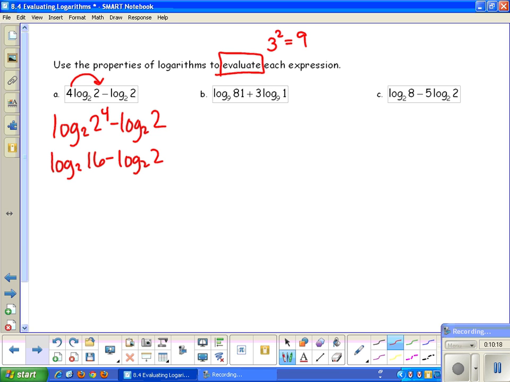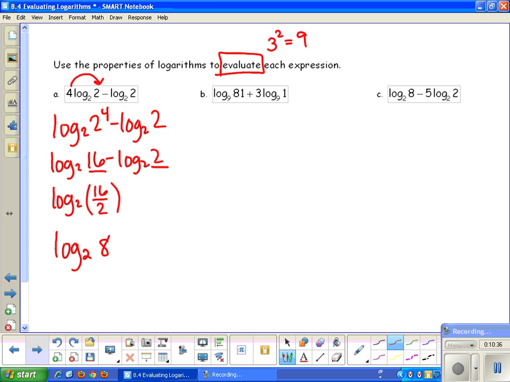And then the next step, if I have two logs that are being subtracted, I can simplify them into one log by dividing the two numbers. And remember that the number that comes first is this number because it's in front of this number here. So order does matter. And then this simplifies into the log base 2 of 8.